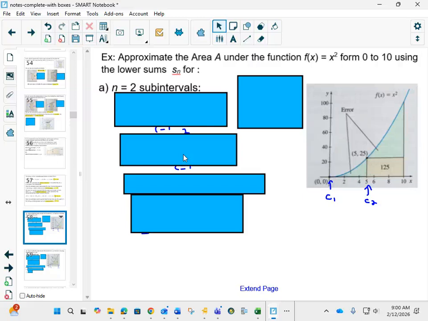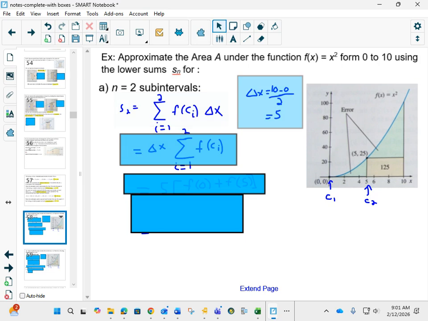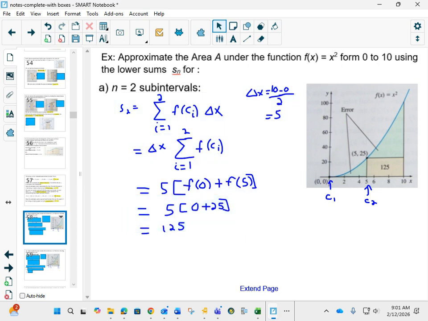We want to approximate this area A from 0 to 10 using lower sums and 2 subintervals. So 2 subintervals means you're going to break 10 up into 2 sections equally, they'll both be 5. From 0 to 5, the minimum is 0. And from 5 to 10, the minimum is 5. Our lower estimate, I hope you can see, is terrible. Okay? I feel like we could do much better than this.